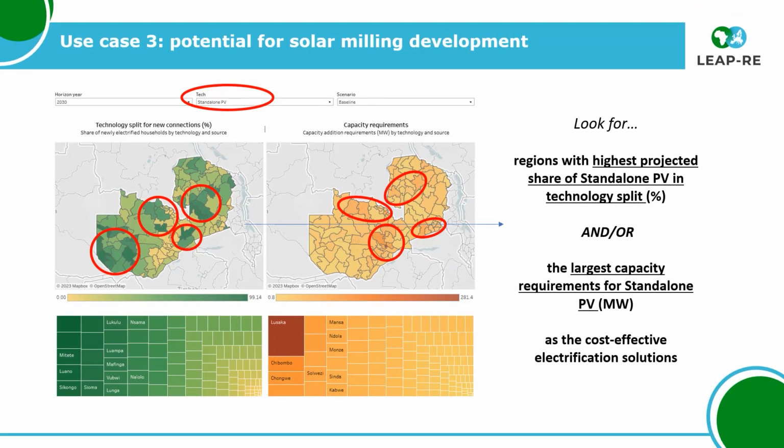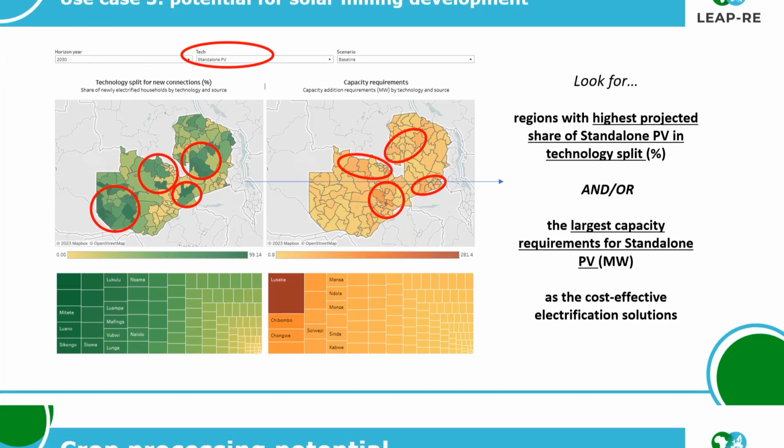So going back to the electricity supply dashboards, this time we select the standalone PV as the technology of interest and not anymore the mini-grid PV. And of course, we can see that the results change considerably. For instance, in this case, we can see a really large hotspot of standalone PV potential for electrification in the southwestern, western, and southwestern part of Zambia, as well as in the north of the country. The corresponding capacity requirements are displayed in the right-hand side dashboard.